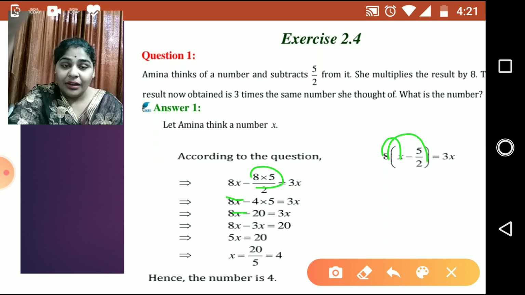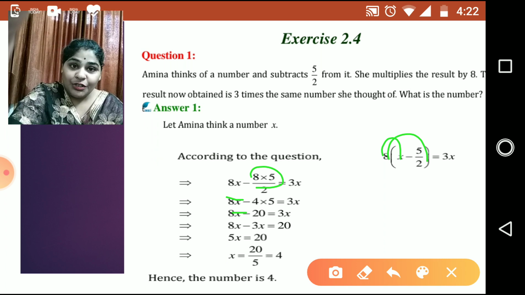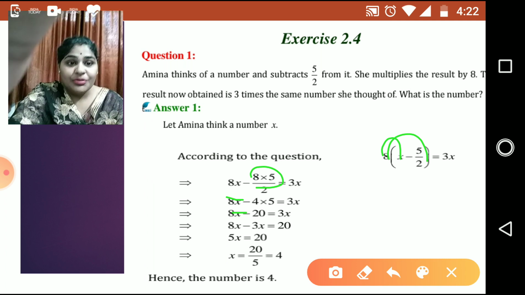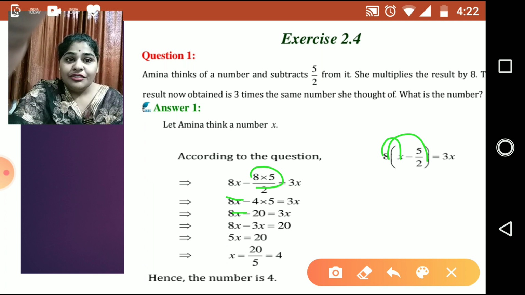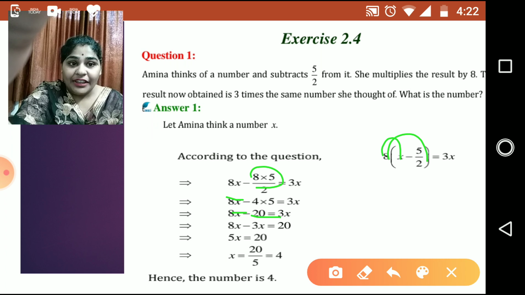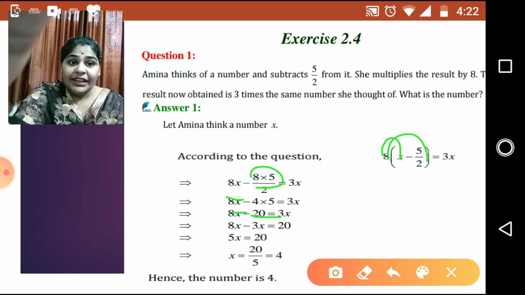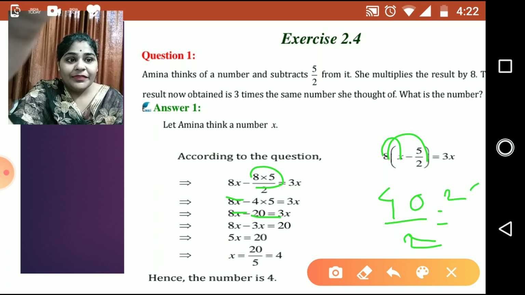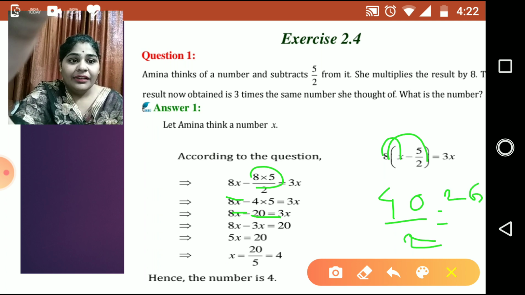Here you can do as you wish, children, whichever you feel is easy. So any method you can use. Here they have cancelled. So 2 ones are 2, 2 fours are 8, so in the numerator it is negative 4 into 5, that is 20, right? Or else you can do 8 fives are 40, divided by 2, which is again equal to 20. So this also you can do, right?